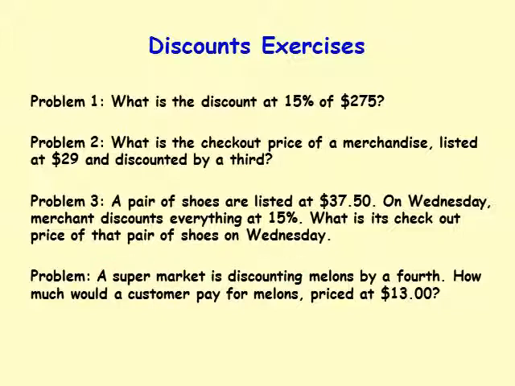A supermarket is discounting melons by a fourth. How much would a customer pay for melons priced at $13? A fourth is 25%. Okay? One third is 33 and a third percent. Okay? Let's continue here.